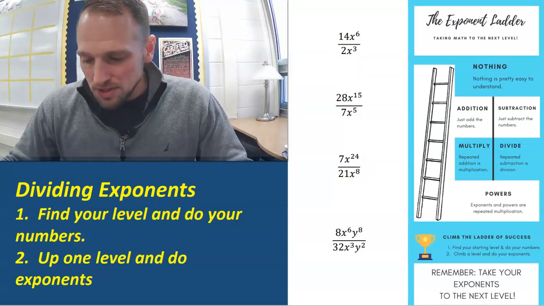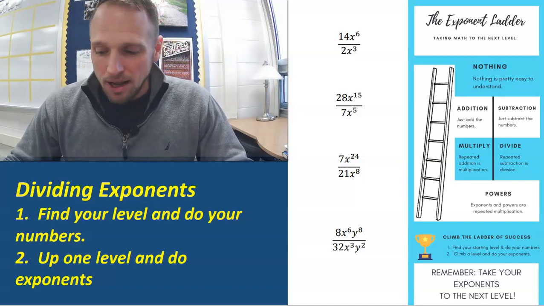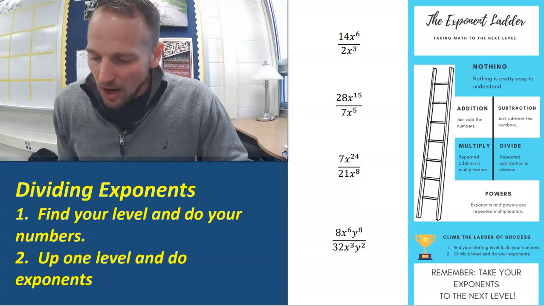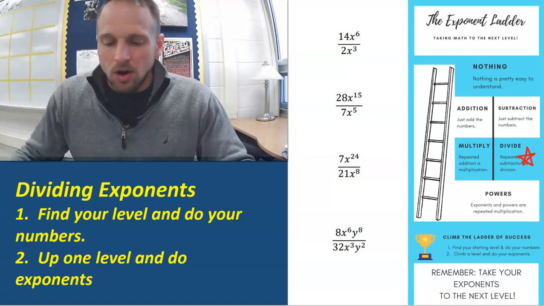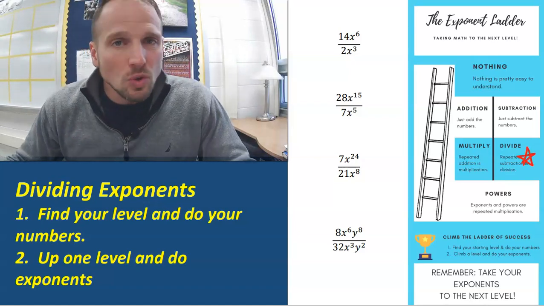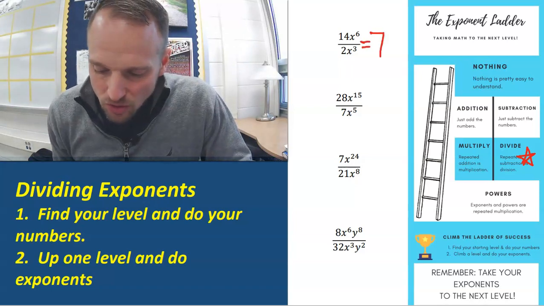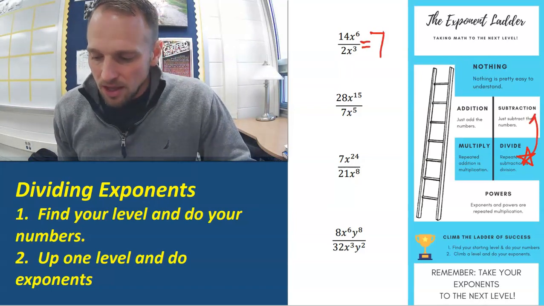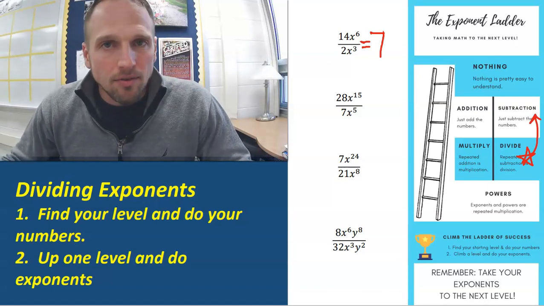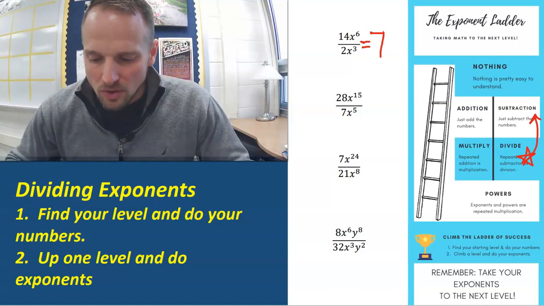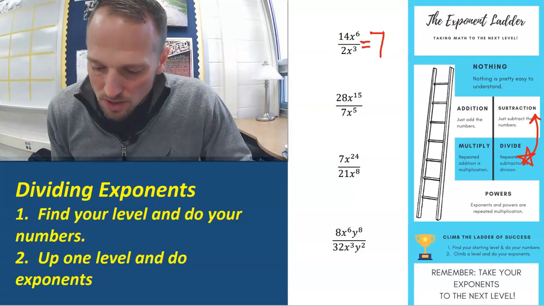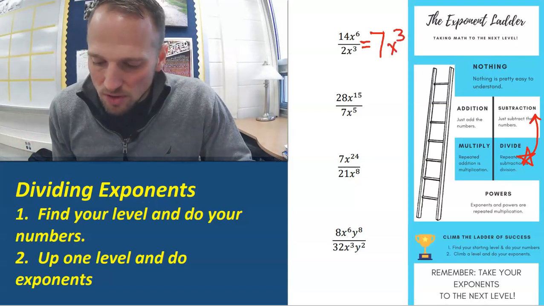First problem is 14x to the 6th divided by 2x to the 3rd. So obviously we are going to be starting on the divide level. So let's do that with our numbers first. 14 divided by 2 is just going to be 7. And then we need to climb a level and do our exponents and subtract those. So 6 minus 3, this is going to be x to the 3rd.